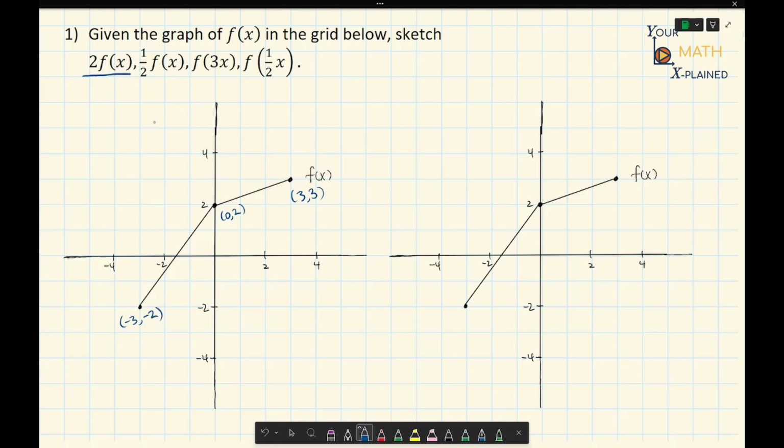So a vertical expansion by a factor of 2 means that all the y values are going to double. So our (3, 3) is now going to become (3, 6). Our (0, 2) is going to become (0, 4). And then our (-3, -2) is going to become (-3, -4). So the new graph is going to look like this. So this one here is our 2 times f of x.